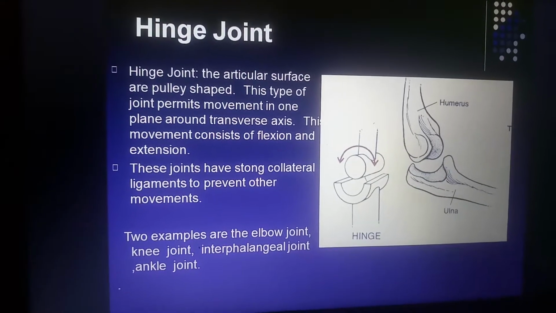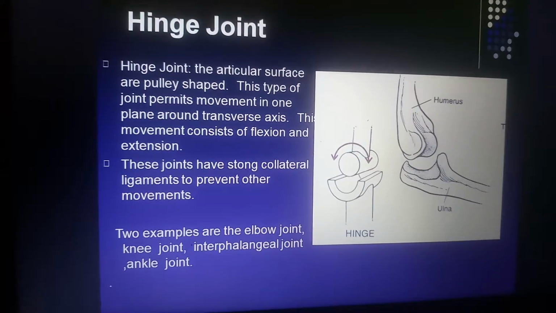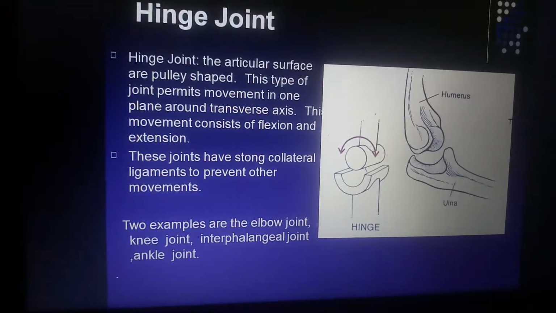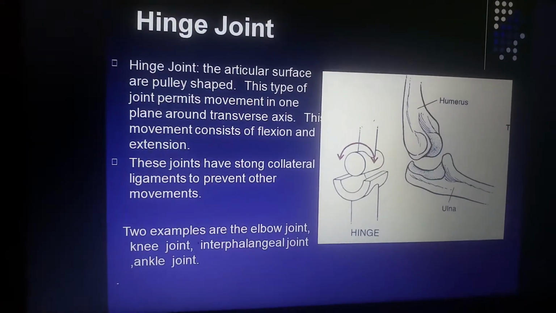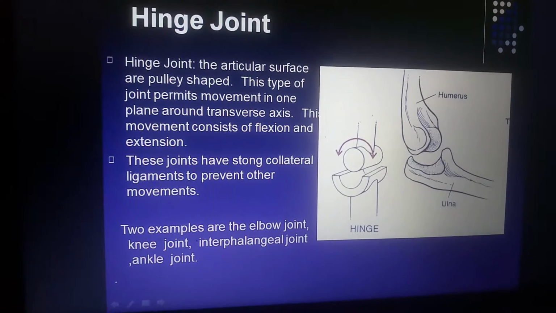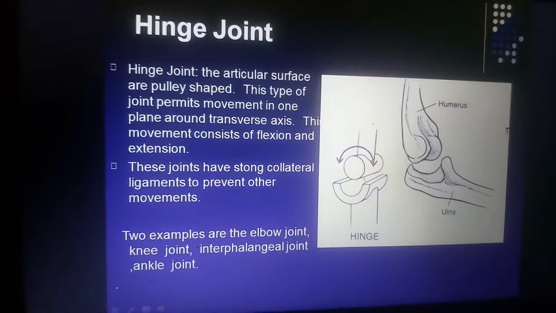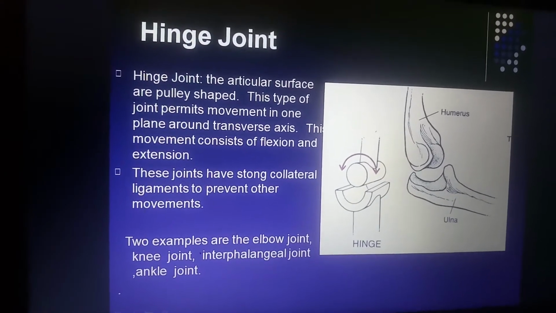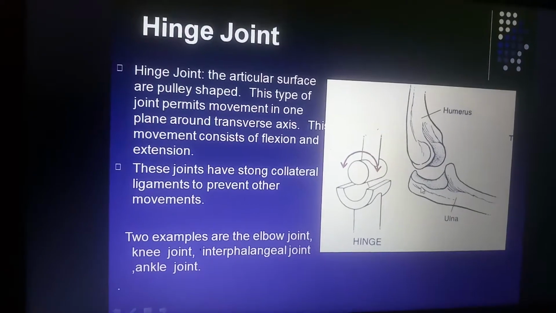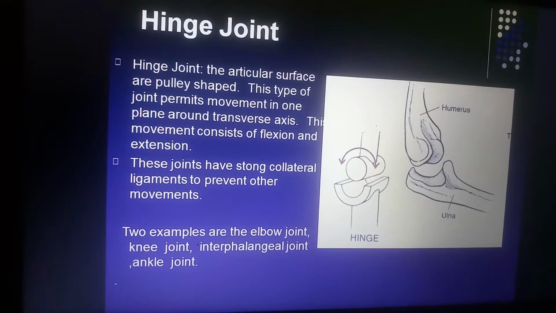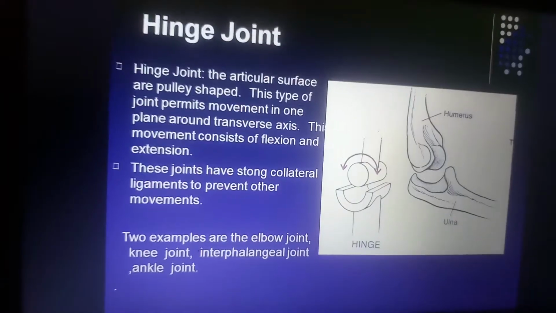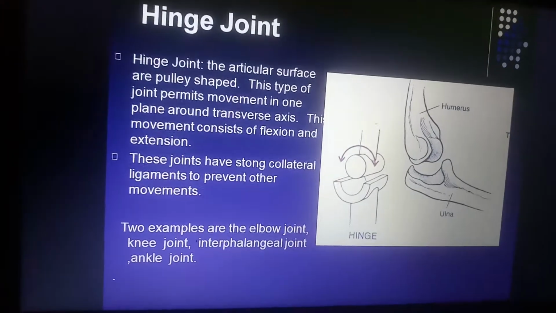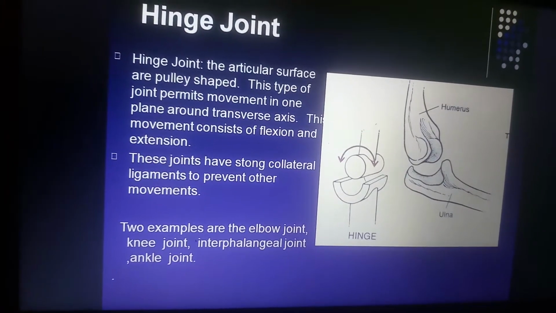And what will be the examples? You know, elbow joint in case of upper limb and knee joint and ankle joint. And interphalangeal joints also come in this. Here you can see in the diagram, in case of upper limb, this is the example of the elbow joint. Here this is the articular end of the humerus, and this is the upper articulating end of the ulna. Because the elbow joint is formed between these two bones, this type is of hinge variety. And you know which type of movements occur at the elbow joint? Yes, flexion and extension.